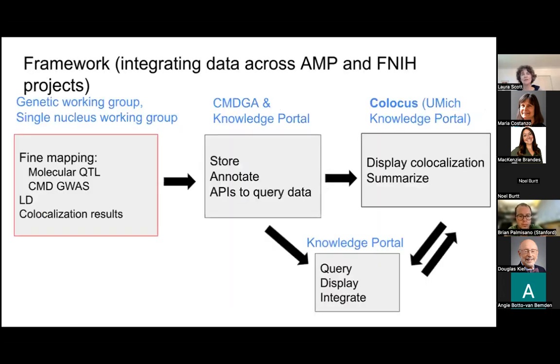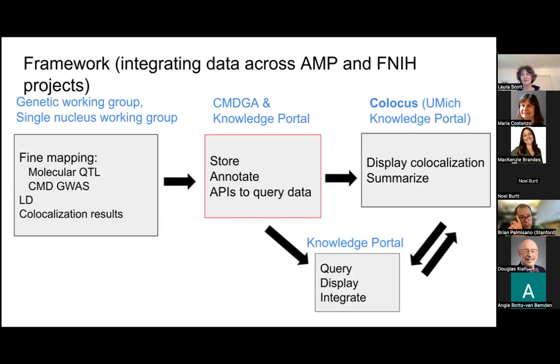Okay. So a little bit of the background of how this works, if you're not in the AMP CMD but you're thinking about this. We have kind of 4 parts to this. There's a genetic working group and a single nucleus working group, and these groups are working on producing data and then doing the fine mapping. So the molecular QTL, CMD GWAS, getting the LD colocalization results.